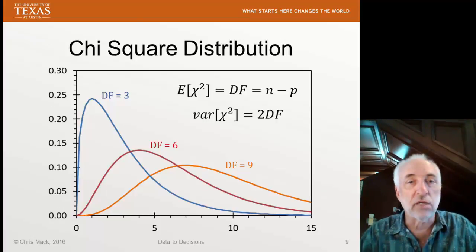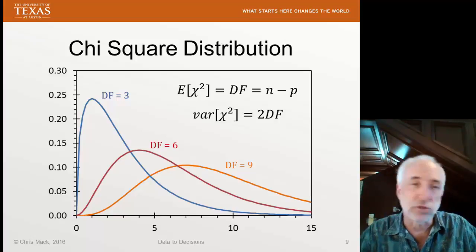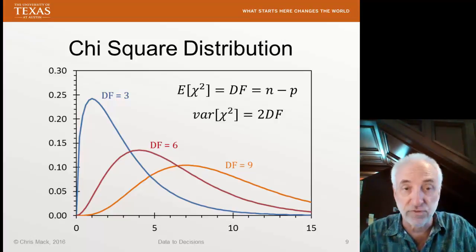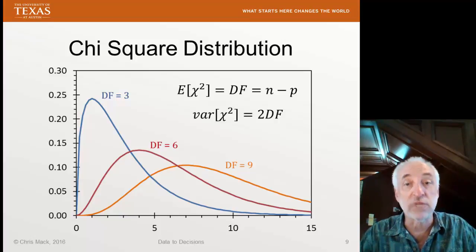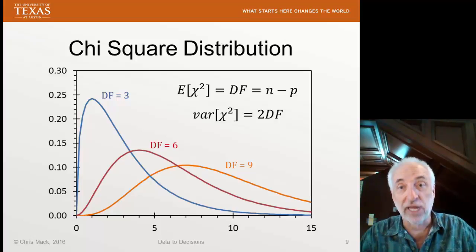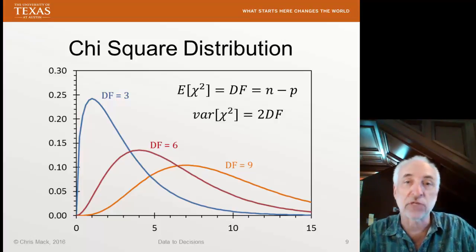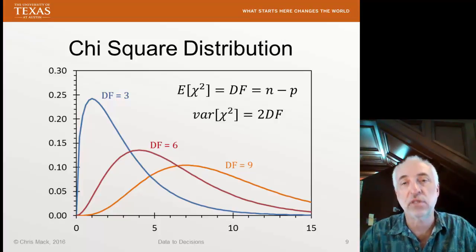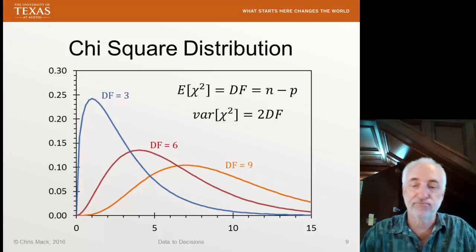Just to give you a little idea of what the chi-square distribution looks like, here are some graphs of the chi-square distribution for a few different values of the degrees of freedom, n minus p. The expectation value for chi-square will equal the number of degrees of freedom. The variance of chi-square will be twice the number of degrees of freedom.